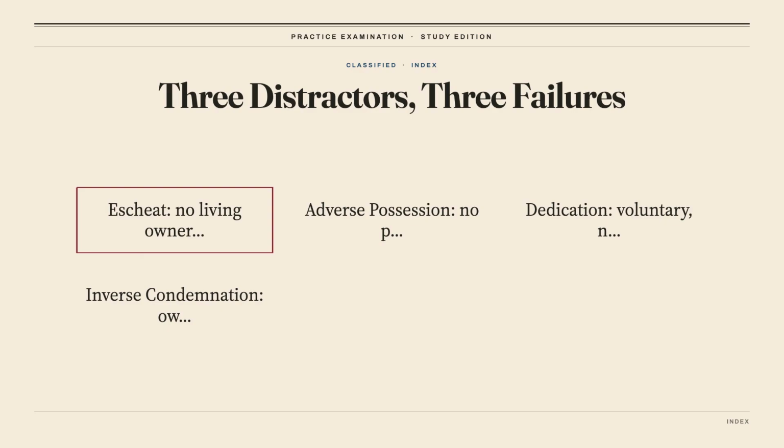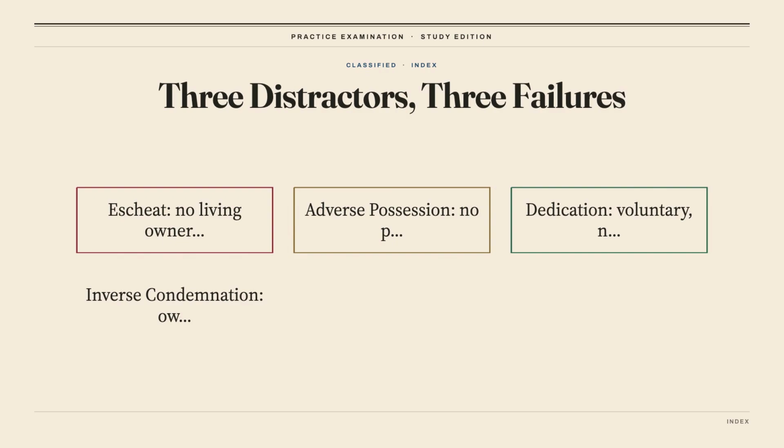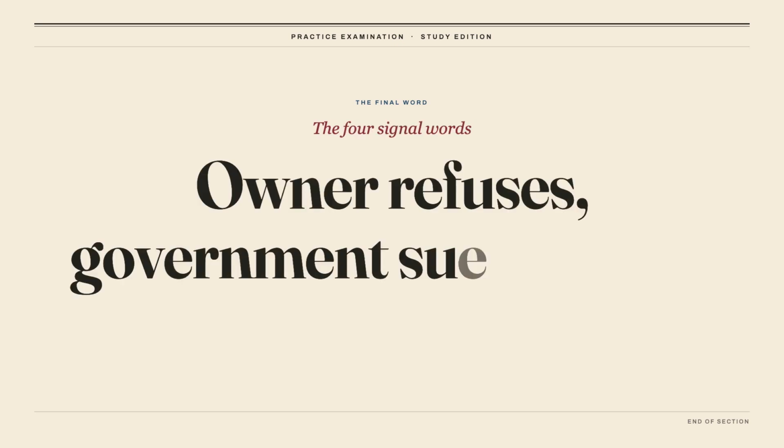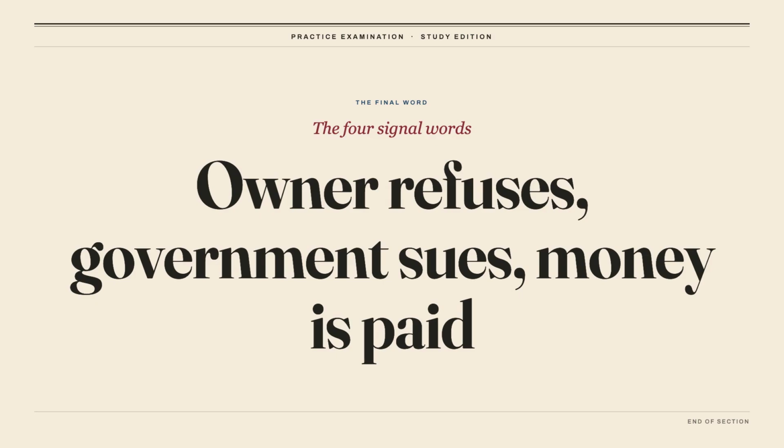Escheat moves property to the state from a dead owner with no heirs, so no one is paid. Adverse possession takes land without permission or payment, the opposite of condemnation. Dedication is a voluntary gift of land, so any refusal to sell rules it out. Inverse condemnation flips the roles. The government has already taken property, and the owner sues to demand payment. When a public body needs land, an owner won't sell, a suit gets filed, and compensation is paid. That's condemnation under eminent domain. Read every stem for who initiated the action and whether money changed hands, and the right answer becomes clear.